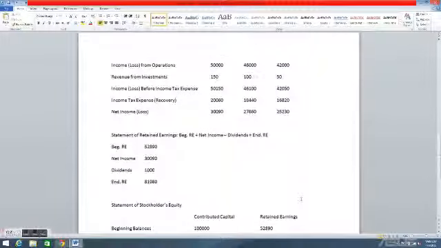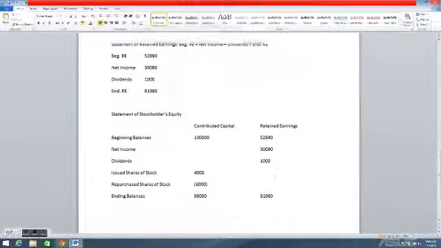So now the statement of retained earnings follows a basic equation. Beginning retained earnings plus net income minus dividends equals ending retained earnings. And this is how a statement of retained earnings is completed. You start with your beginning retained earnings, you add your net income, you subtract your dividends, and then that number will be your ending retained earnings, which will go on to be your beginning retained earnings for the next period.